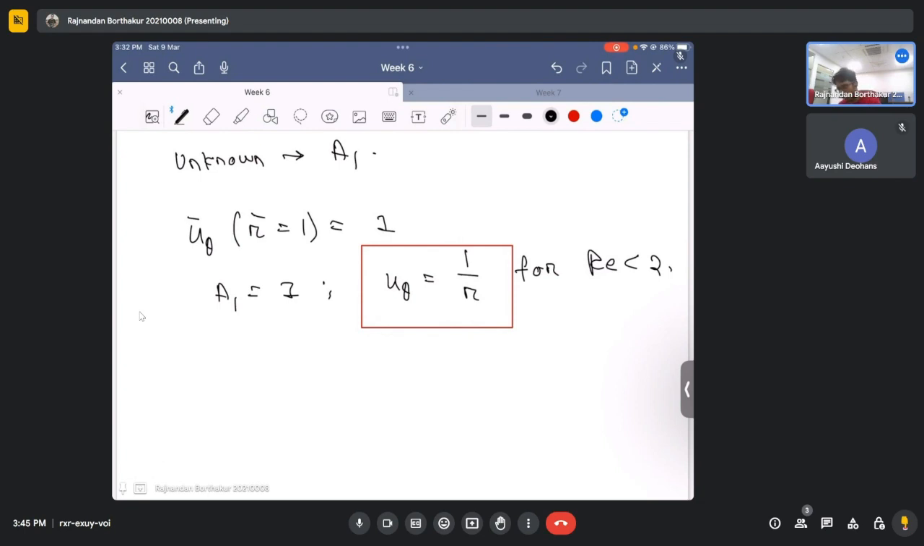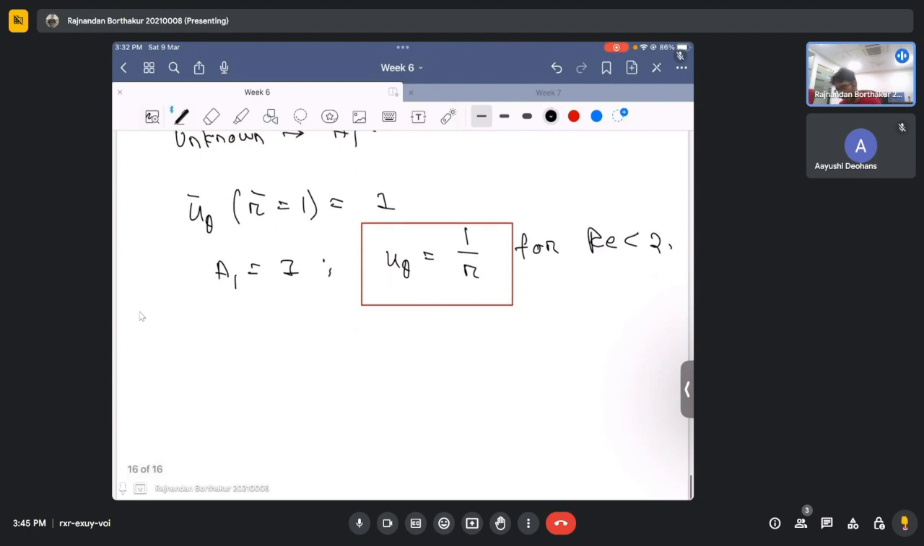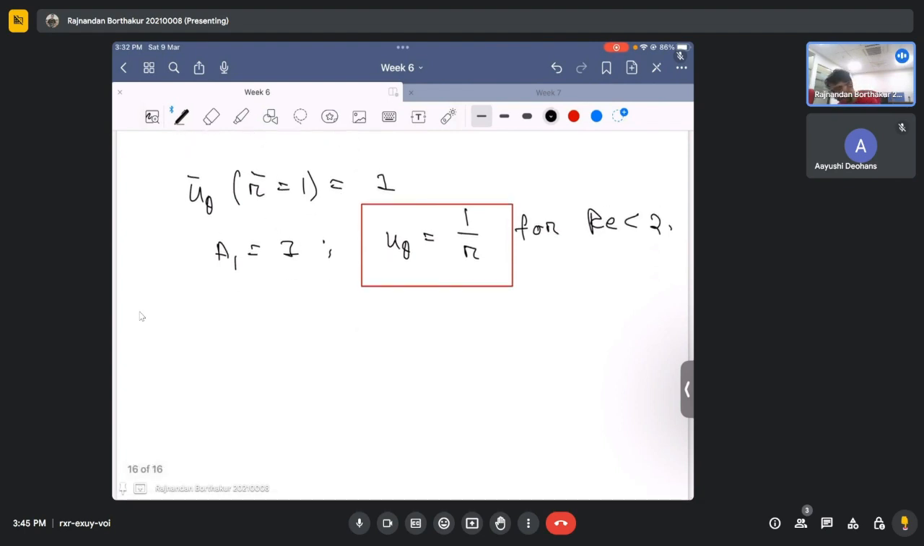Nevertheless, the idea is, this would be barred anyway. So the idea is for Reynolds number less than 2. What we got is, the velocity fields are like this. u r bar came out to be minus 1 by r bar. u theta bar came out to be 1 upon r bar.